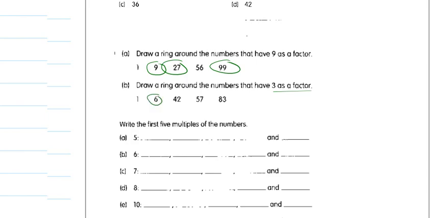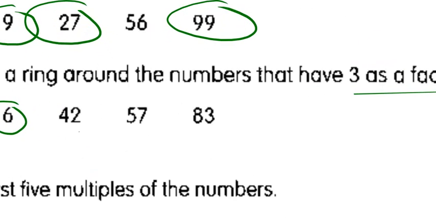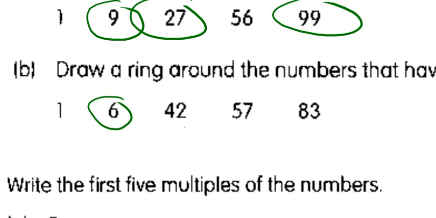in the times table of 3. 42, let's check, or make the test of the divisibility of 3. 42, 4 plus 2 gives you 6. If the sum of all digits gives you a multiple of 3, the number is a multiple of 3. 42, if you add 4 and 2 it gives you 6. So 42 is a multiple of 3.